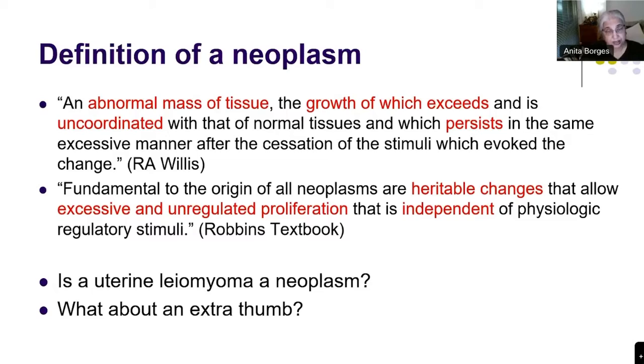An extra thumb? Ma'am, it should not be there, but it's not abnormal. Right? Did its growth exceed, was it uncoordinated with the rest of the thumbs and the fingers? Yes or no? Just like a leiomyoma, right? It was uncoordinated with its normal uterine muscle. So was it supposed to be there, and it's not there, and it's there, right? Yes. Very good.